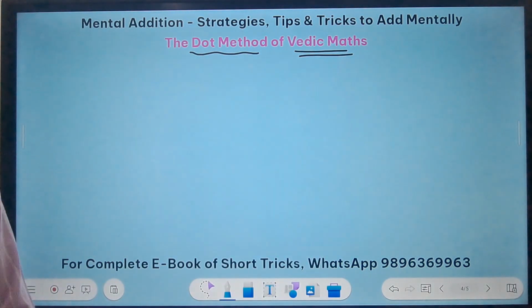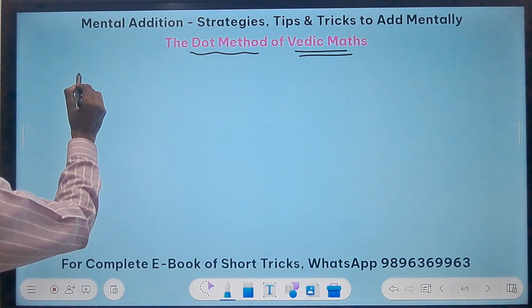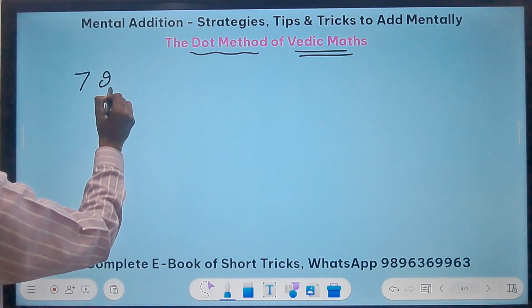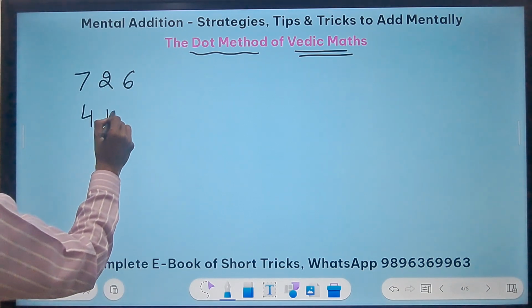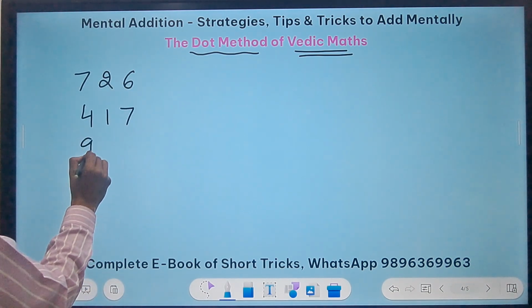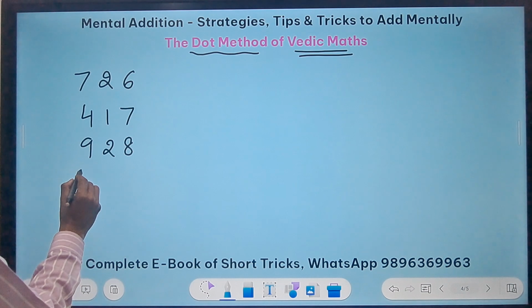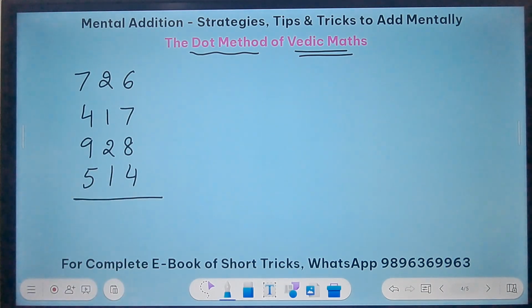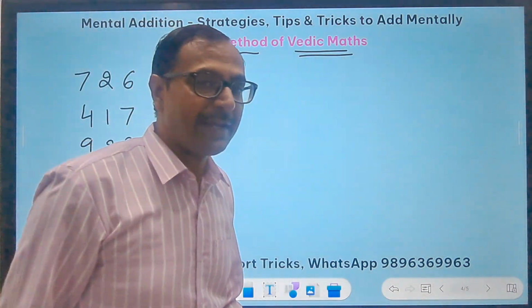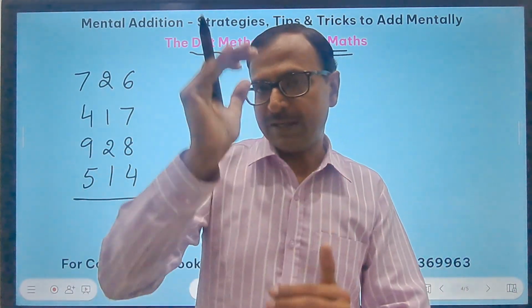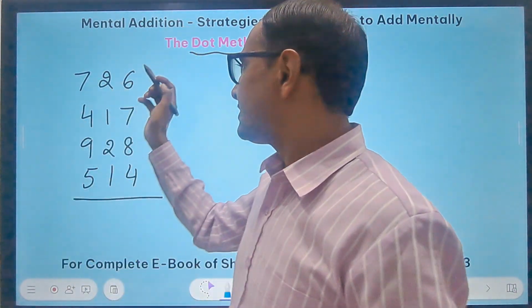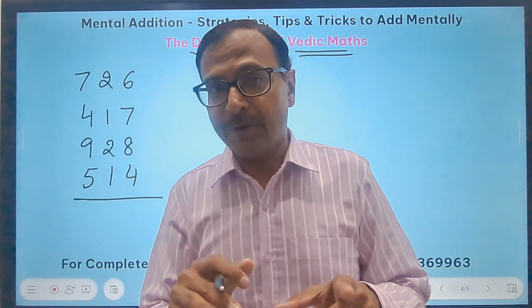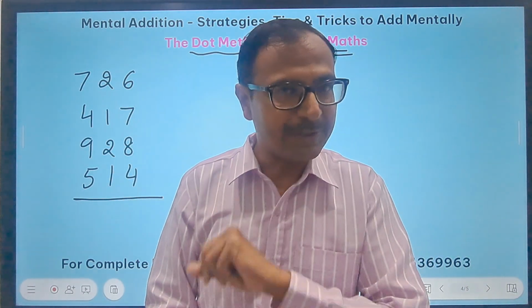Okay, so let's take the same numbers: 726, 417, 928, and the fourth number was 514, and I wanted to get the sum. Now if you commit errors in unit digit addition, like if you get a big number like 6 plus 7 plus 8 plus 4 will be a big number, and you do a mistake there, the dot method works.